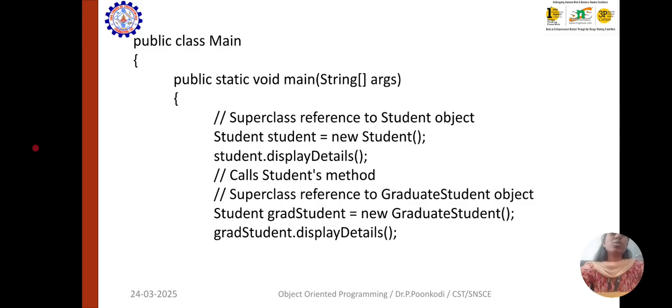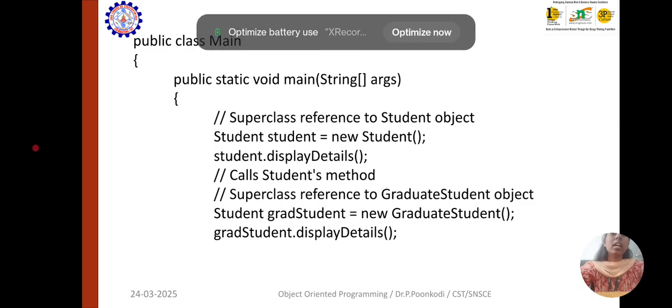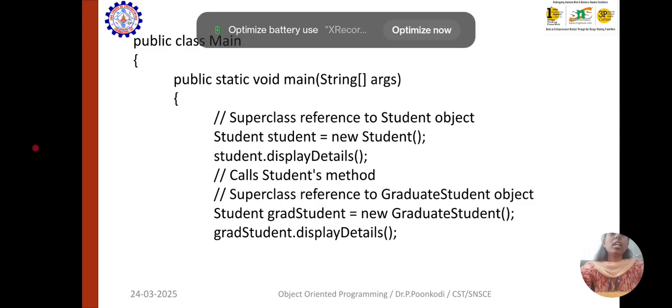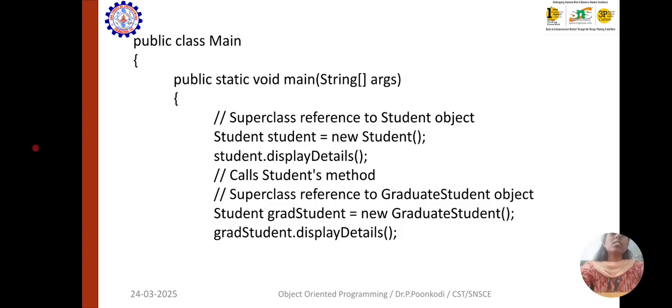Finally, this program shows how we can use inheritance and method overriding to write flexible and reusable code. It also explains how polymorphism helps in calling the right method at runtime.